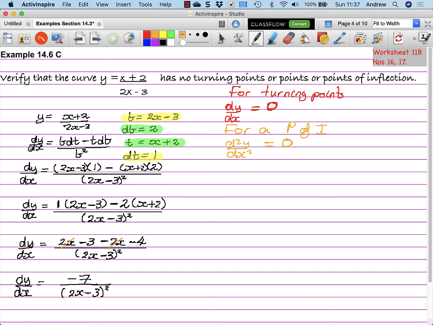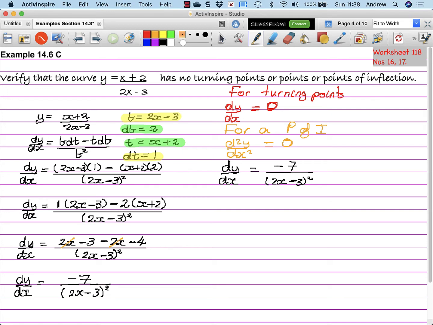Now, before I answer the question, I already know, because it mentions point of inflection, that I have to differentiate this a second time. So I'm going to do all the working out for the first derivative and the second derivative first before I finish off the question. So I'm going to come up into the empty space and write out what I've got so far. I've got dy dx is equal to minus 7 divided by 2x minus 3, all to be squared.